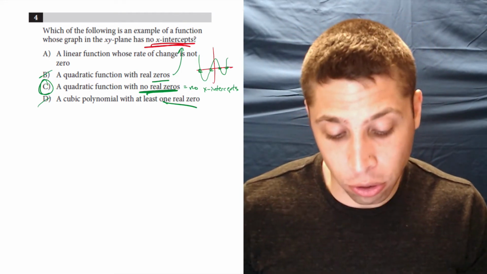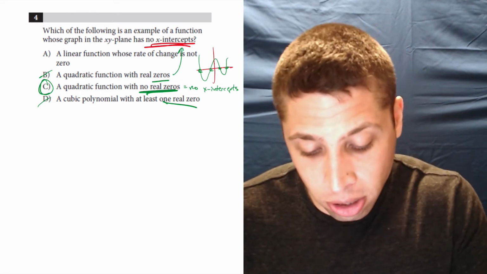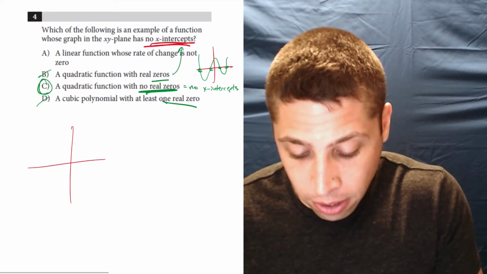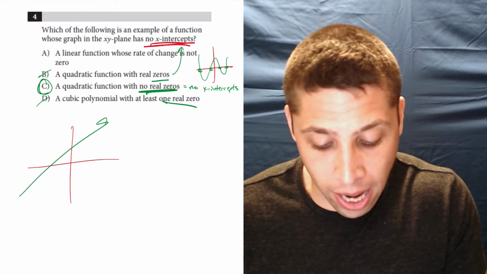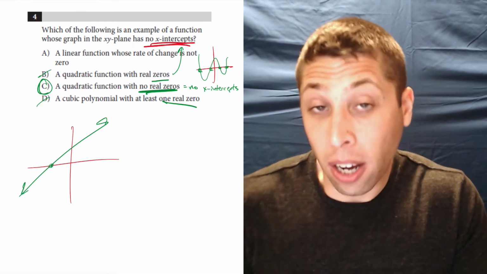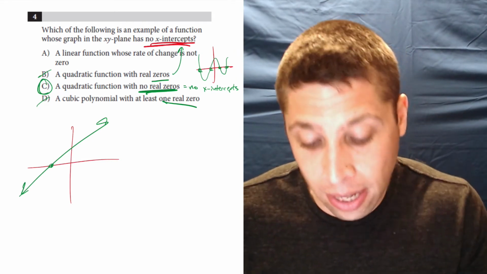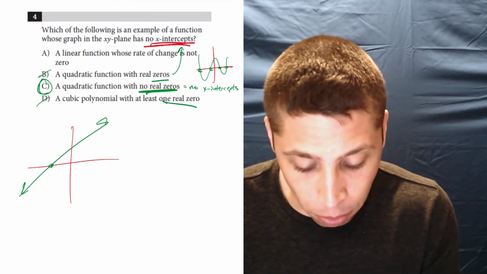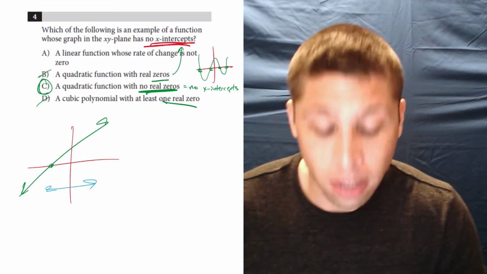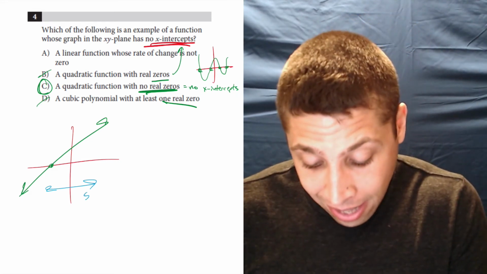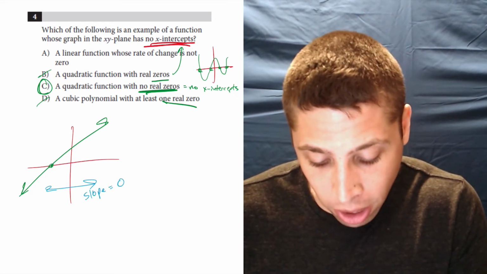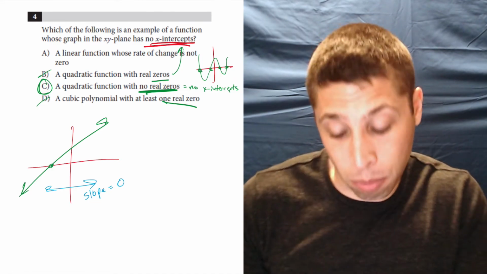A linear function whose rate of change is not 0, that's just a line that doesn't have a 0 slope. So it's a line that goes at an angle. And because it's a line, it's always going to have an x-intercept. The only exception is when it's a perfectly horizontal line, and that does have a slope or rate of change of 0. And so it breaks the rules.